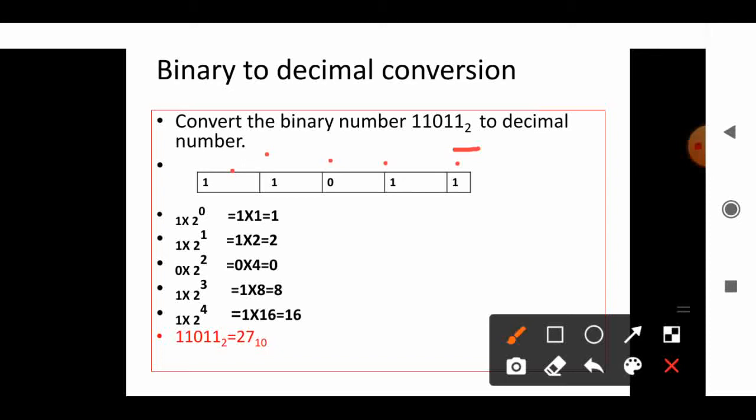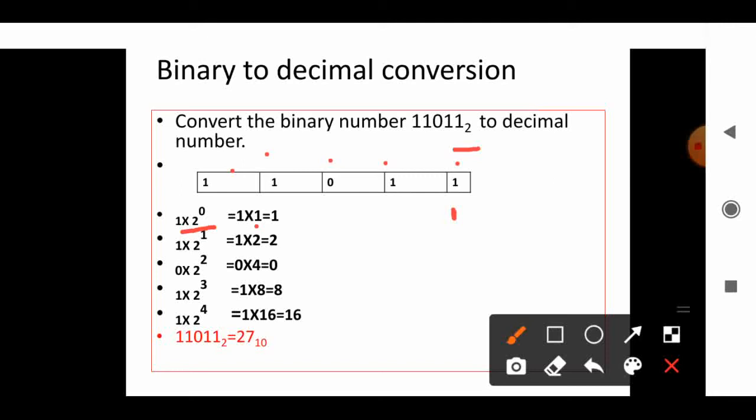What is the process here? You have to take the number from the least significant bit, the first number. What is the first number? 1. 1 into 2 power 0. Because we are converting to decimal, the decimal base value is 2. So 1 into 2 power 0. What is the value of 2 power 0? Anything power 0 is 1. Okay.